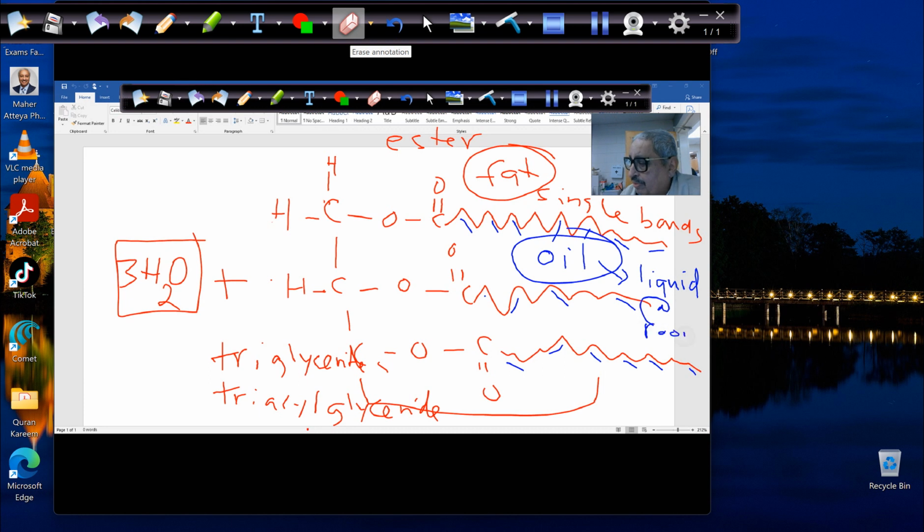And the whole thing called fats and oils in general is called lipids, because both fats and oils are not soluble in H2O. And that's the reason lipids are compounds that are not soluble in polar solvent. They are soluble in non-polar solvent, such as hexane in our example.